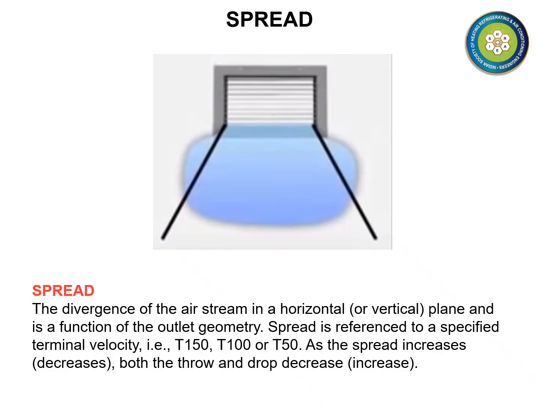Finally, spread is the divergence of the stream in a horizontal or vertical plane. Notice that the throw and the horizontal spread are indicative of the area of the room over which the supply air from the particular diffuser is getting distributed.